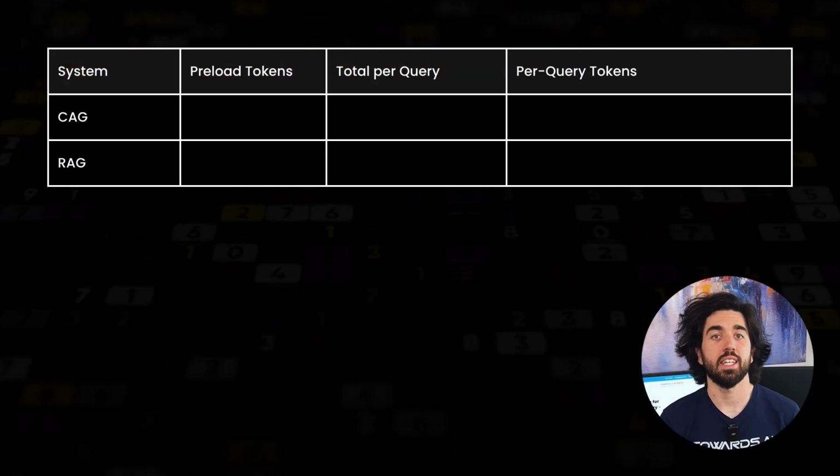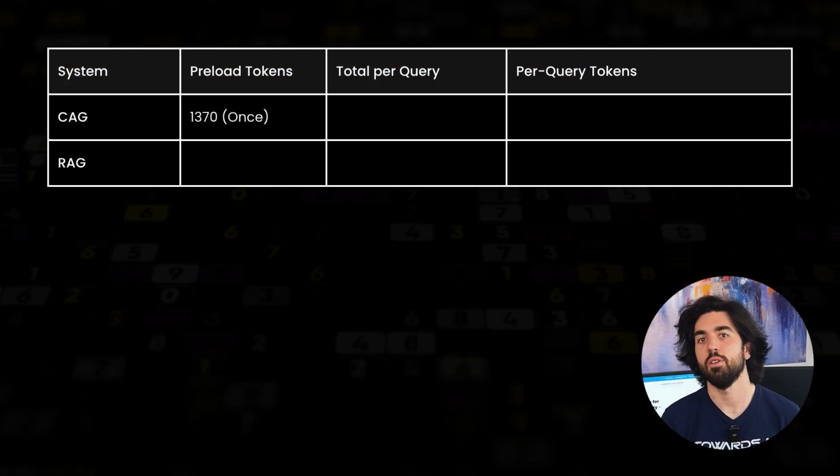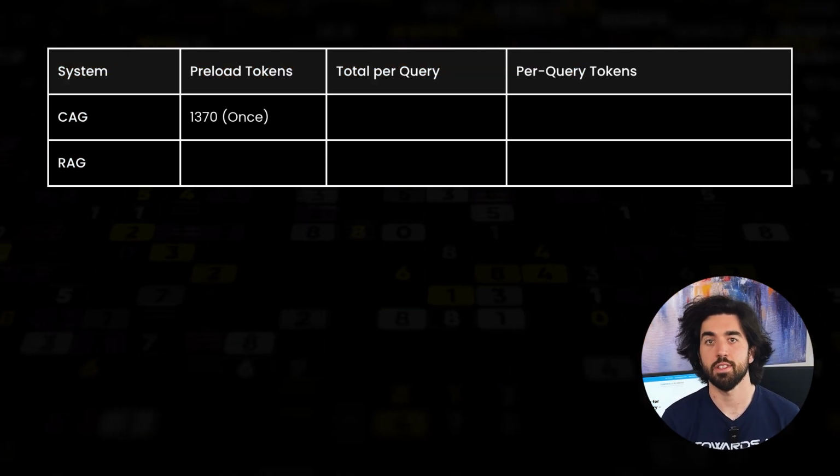Now, are you ready for the reveal? Building the CAG cache front loads 1,370 tokens just once.